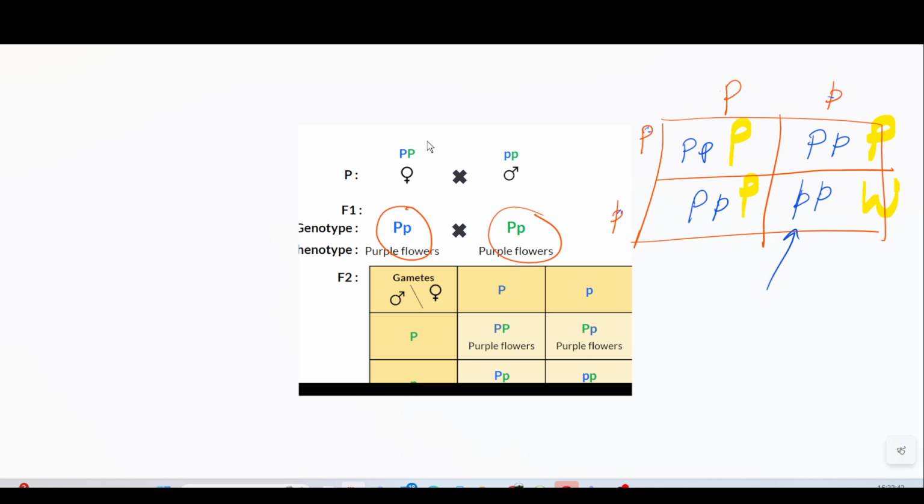Both of them are small p and small p, right? Both of them are lowercase. Are you getting it?